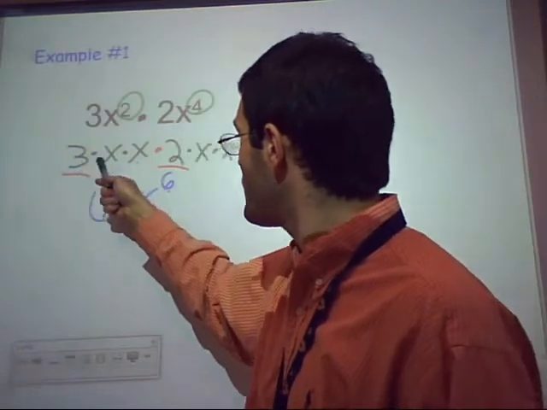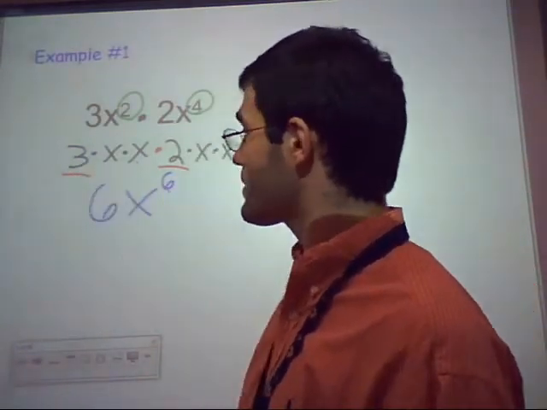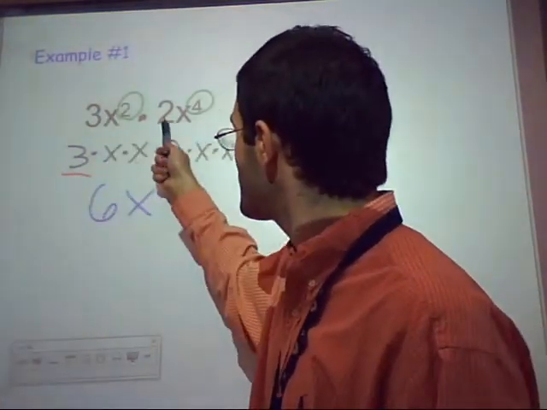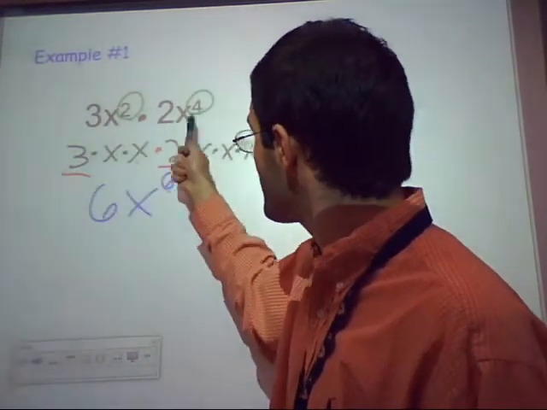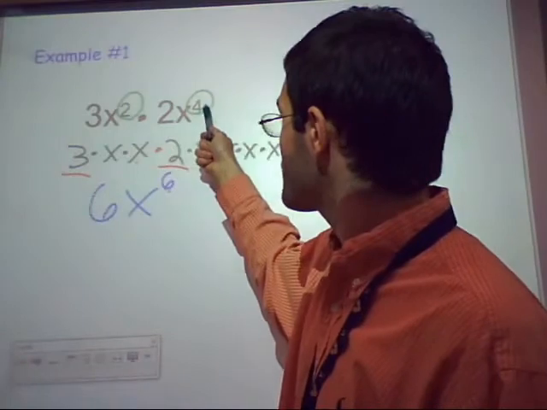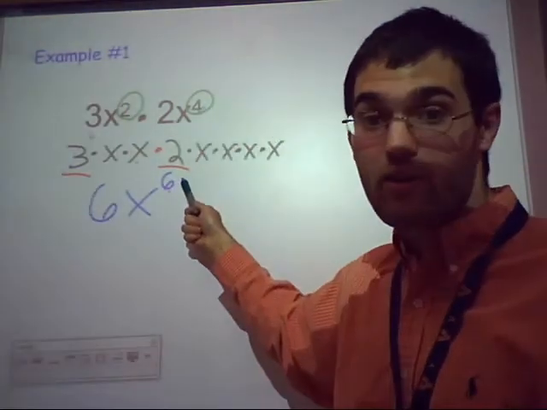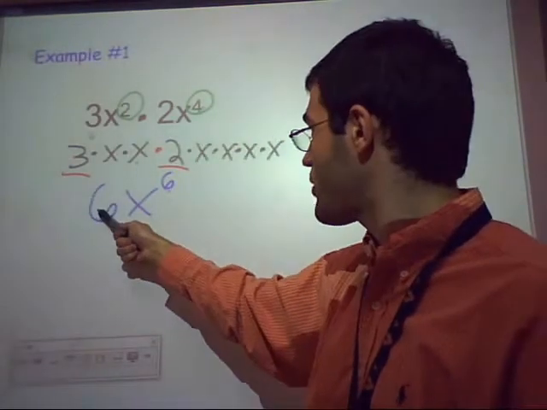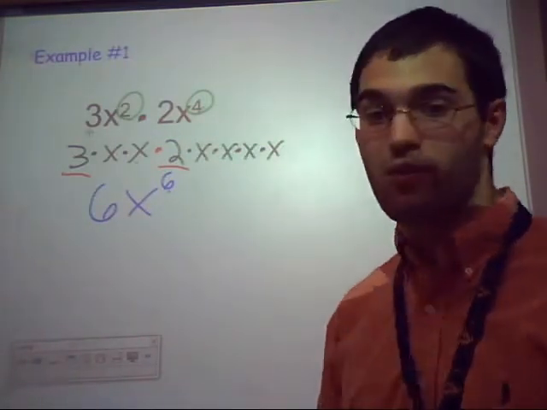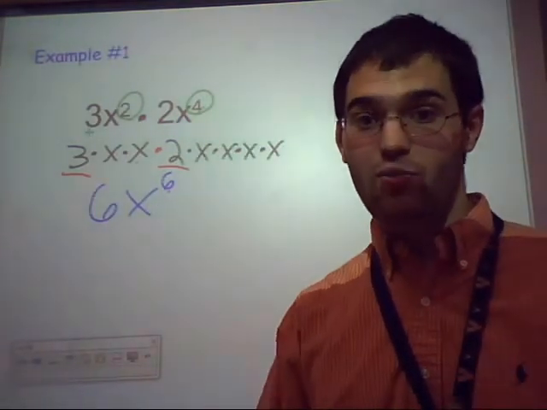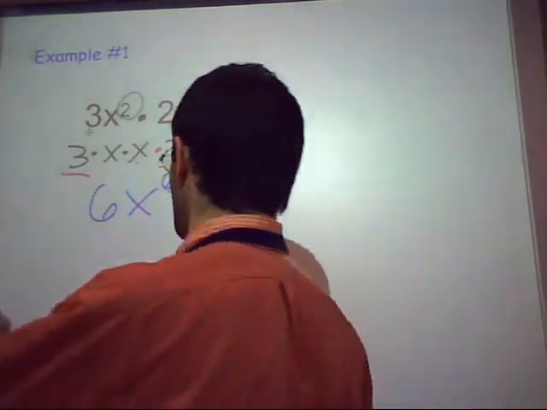So without even using this middle step here, we could have just right from the beginning said 3 times 2 gives me 6, and then my base is an x, add the two exponents together, 2 plus 4, and that also gives me 6. It's a coincidence that these two numbers happen to be the same. That's complete coincidence. Okay, so let's establish a rule here for multiplying.